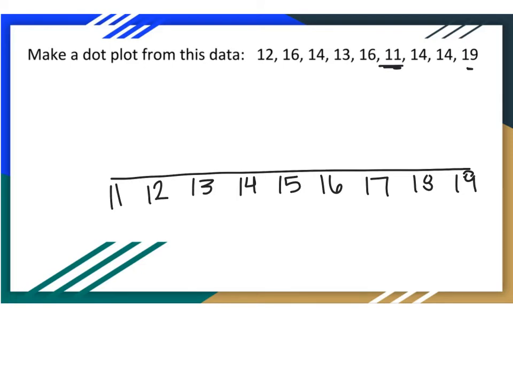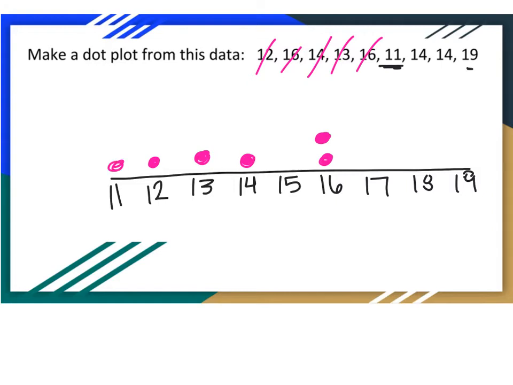So I can see the number 12. So I'm going to put a dot over 12, and then I just like to cross them off as I go so I don't forget anything or put anything more than once. 16, I'm going to put a dot over 16. Try to make the dots about the same size and about the same distance up from the number line. Then 14, 13, there's another 16, so I'm going to go above the previous dot and put another dot.